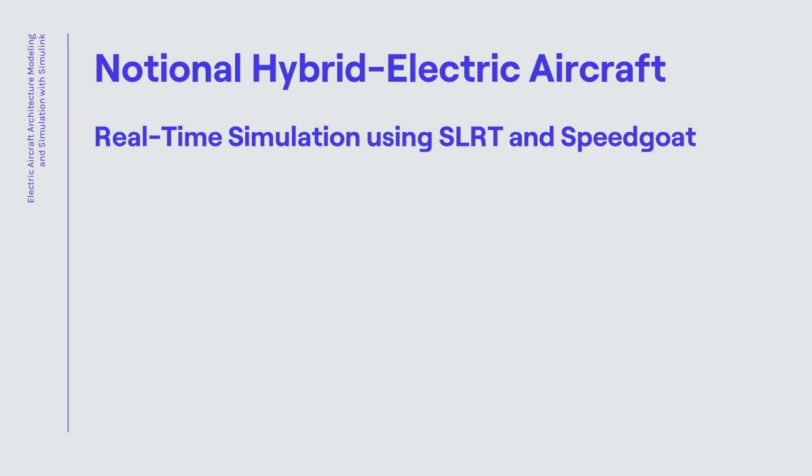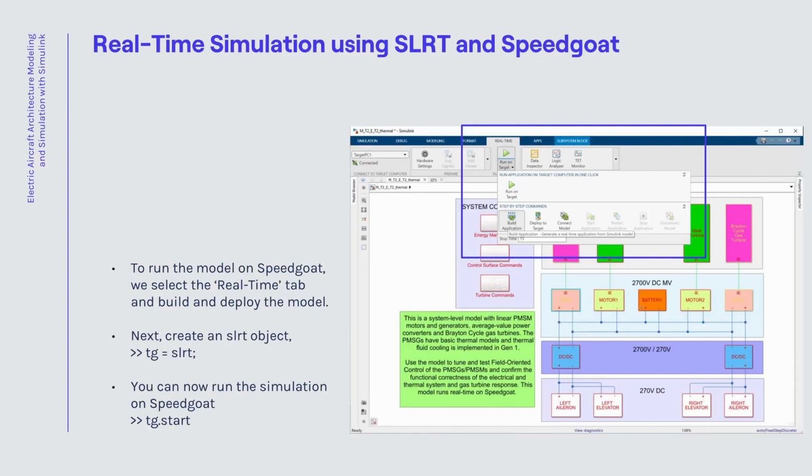Moving on to our next section, we will discuss real-time simulation of the notional hybrid electric aircraft using Simulink Real-Time and Speedgoat hardware. So what we are going to do is step through the process you go through to build the model and deploy it to Speedgoat. The first step on the model is to select the real-time tab to build and deploy the model, as you can see highlighted with the red box on the model.